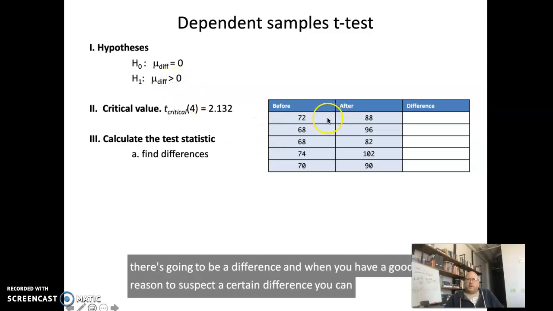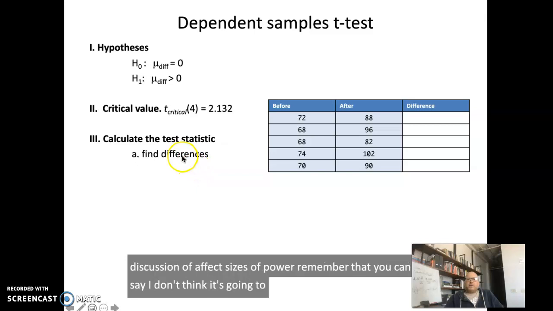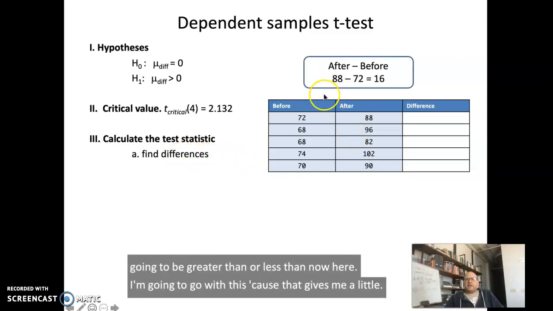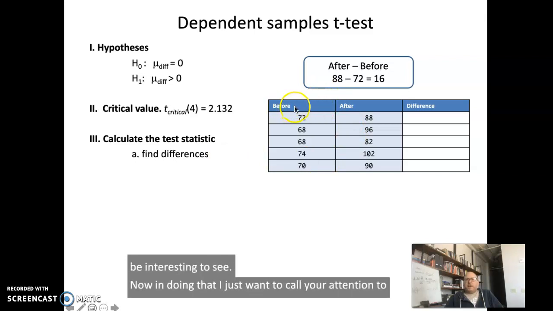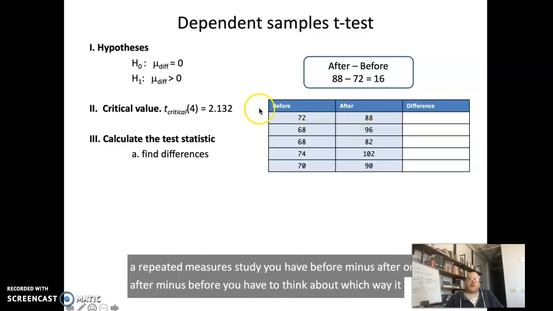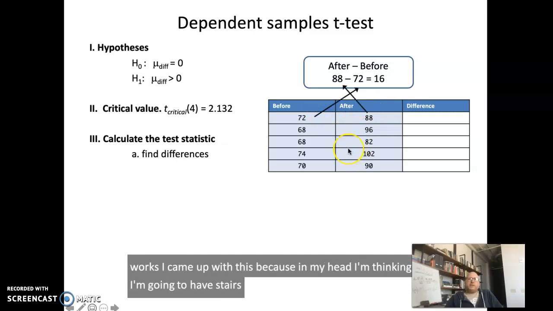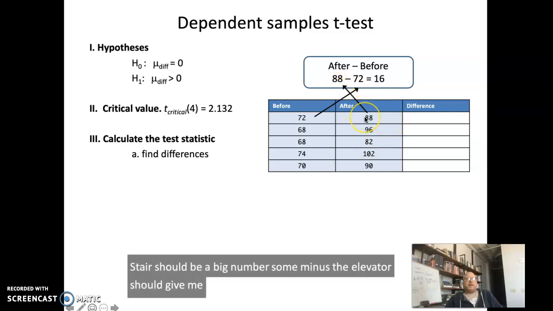All right, so here are the data we have for the 5 of us. It's my kids, me, and 2 neighbors. The first thing we're going to do is find differences. And remember, I said that I'm actually going to do this with the elevator scores here and the stairs here. So I'm doing it that minus that. So that's how I chose which way to do it. I put the bigger number first because I want to think positive numbers represent an increase.